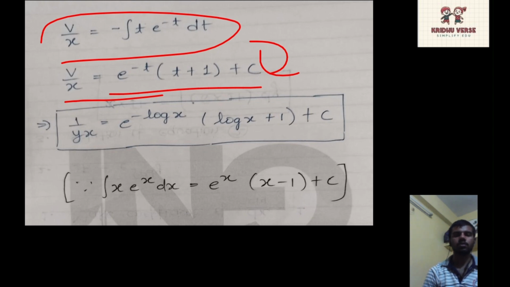Lastly, we have to substitute v by 1/y and t with log x. So 1/y x equals e to the power minus log x (log x plus 1) plus c. This is the formula I was talking about, and we applied it. Now substituting the values, we get the final solution. This is our answer.